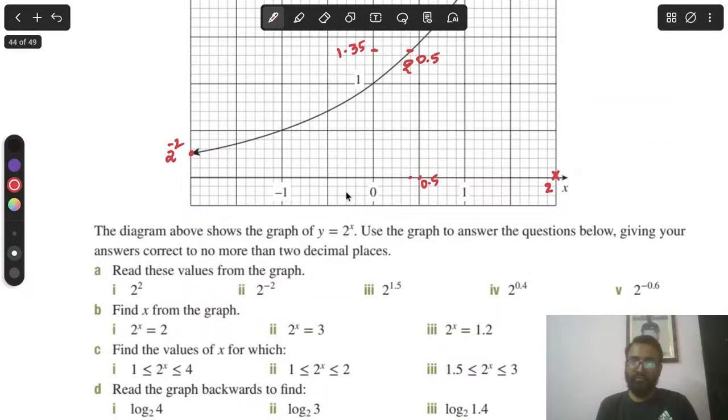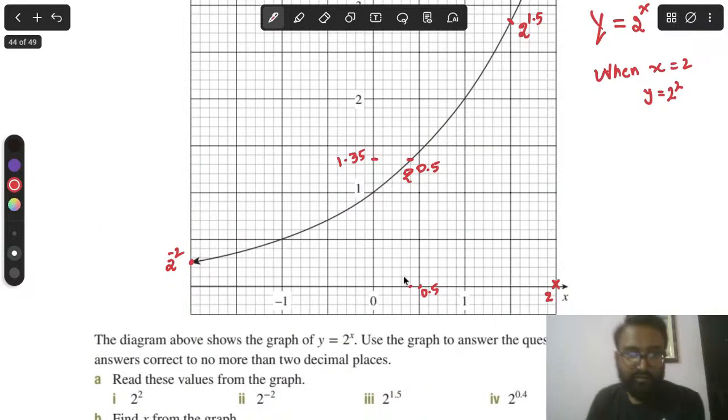What about 2 power minus 0.6? It is minus 0.5, minus 0.6. This is the value of 2 power minus 0.6. The value is about here, 0.65. Clear?